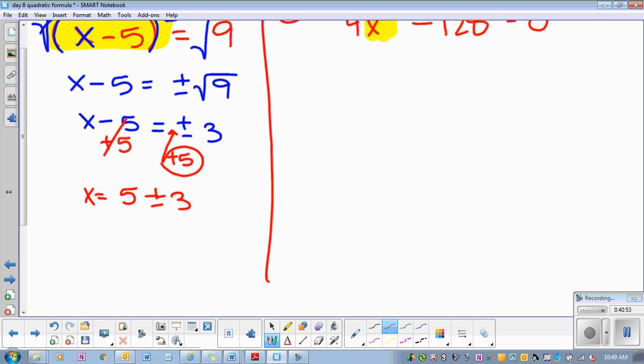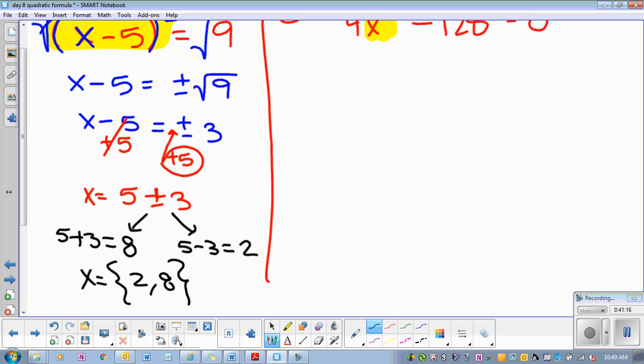Are you going to stop here? You need to separate this. This is really 5 plus 3 and 5 minus 3. What is 5 plus 3? 8. What is 5 minus 3? So x equals 2 comma 8. What's wrong, Hugh? It is too real.